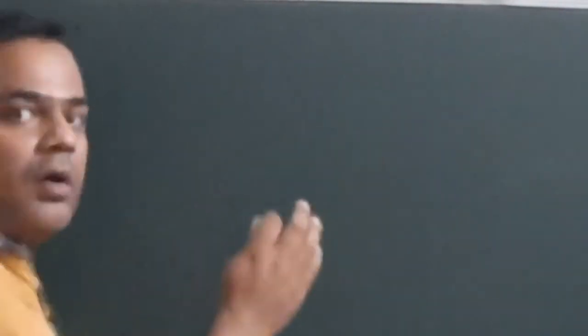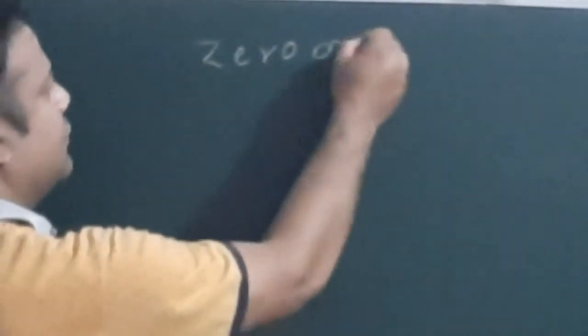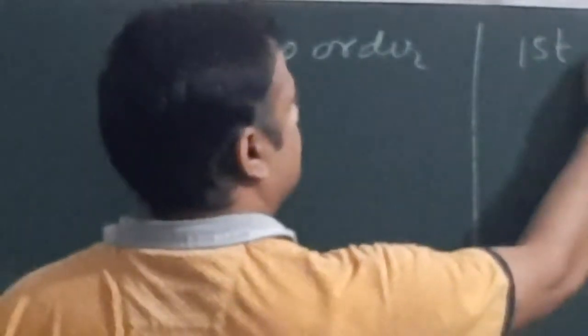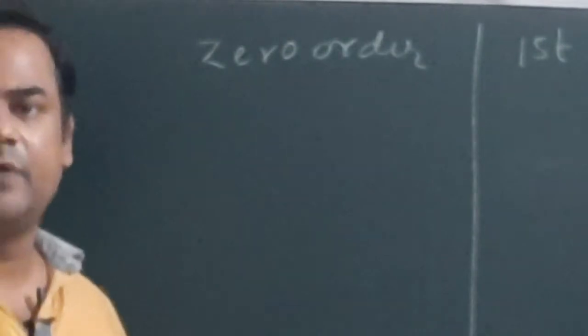In this recap video we are just going to see the equations and graphs involved in chemical kinetics. We have studied that in chemical kinetics we have the following orders of reaction: zero order reaction and first order reaction.